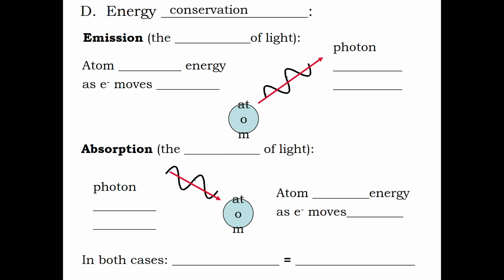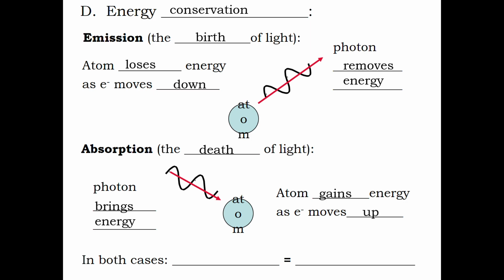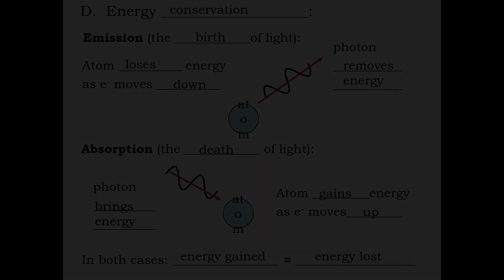All right, so energy conservation. Emission, or the birth of light, is when the atom loses energy as an electron moves down, so a photon removes energy. Absorption is the death of light, meaning that the photon brings energy into the atom and the atom gains energy as the electron moves up. In both cases, energy gained equals energy lost. Again, conservation of energy, we can't just go around creating energy whenever we feel like it. It's either going to get added to the electron or released from the electron in the form of light.